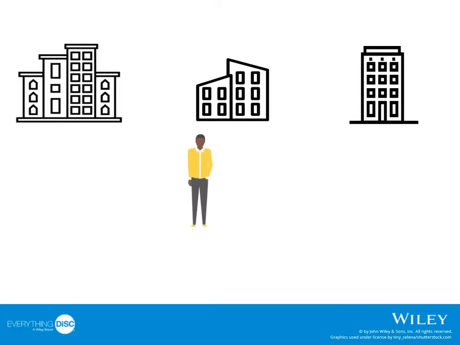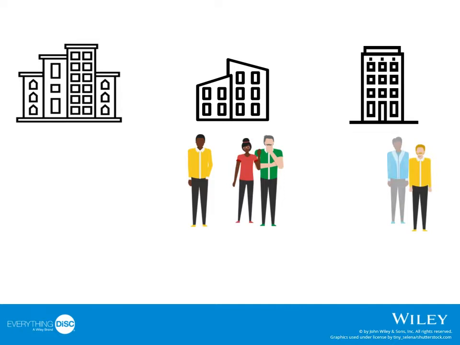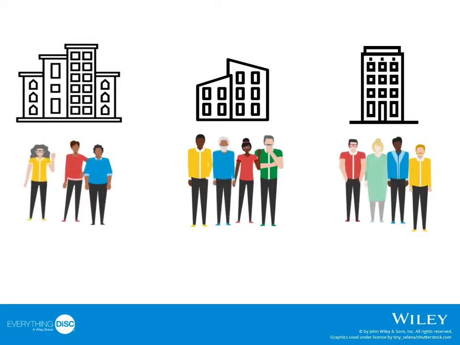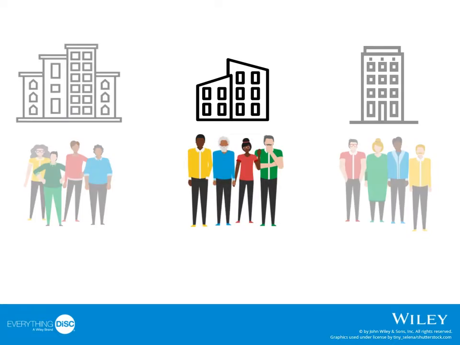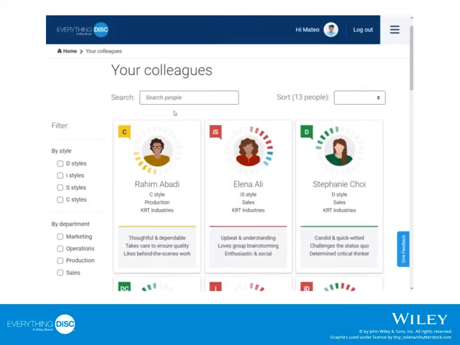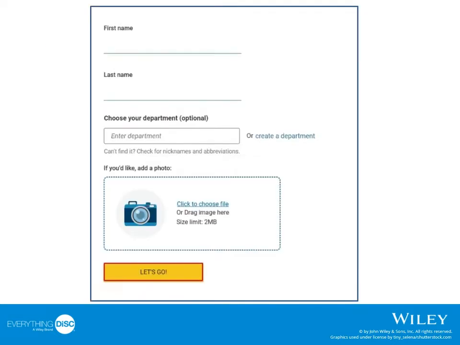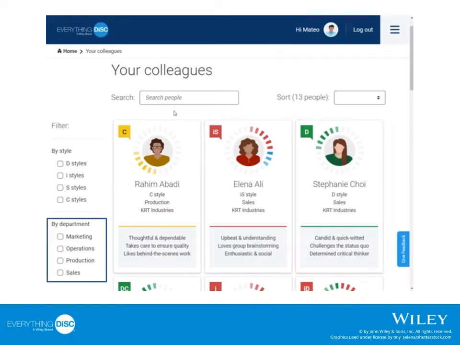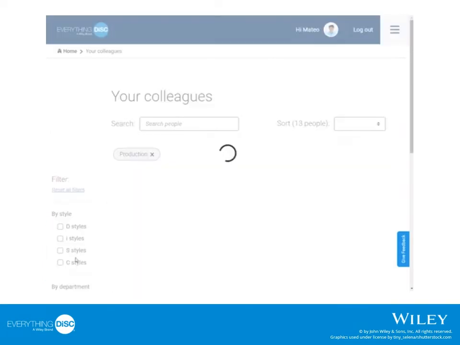Everything DiSC on Catalyst learners are grouped by their EPIC administrator according to their organization. This grouping allows learners within the same organization to see one another and compare DiSC style information on their Your Colleagues page. To help learners find the colleagues they interact with on a daily basis, each learner identifies their department when they create their Catalyst account. From there, learners can filter by department on this Your Colleagues page.